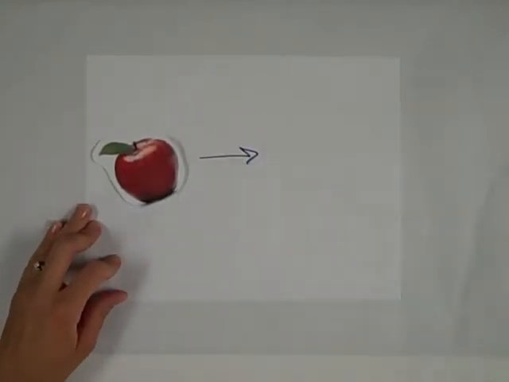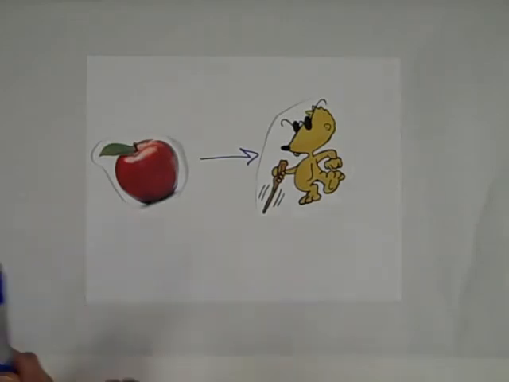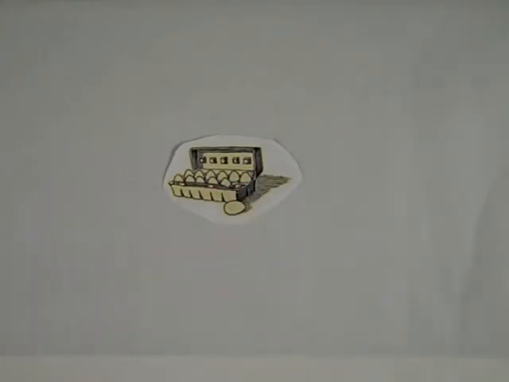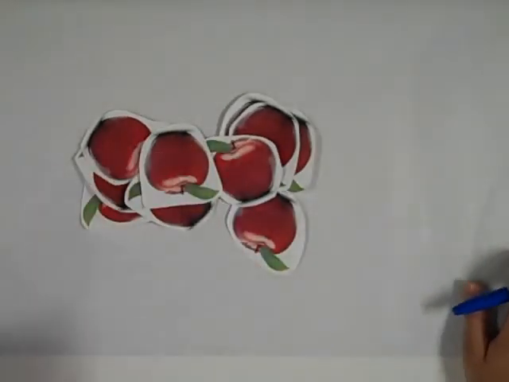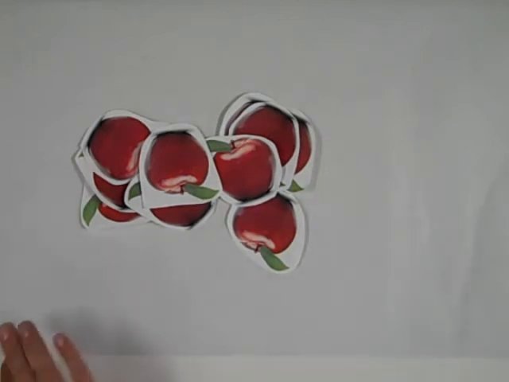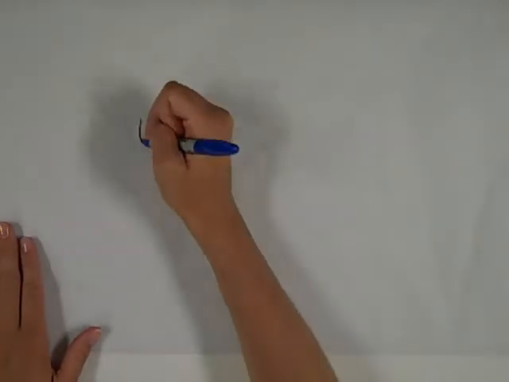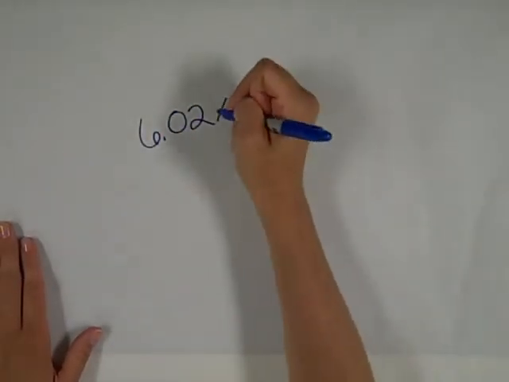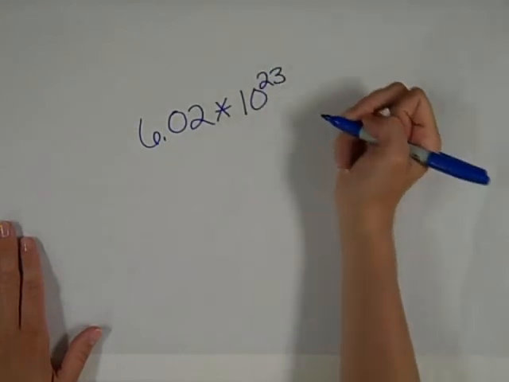Alright, I think we're ready to make the connection between apples and the mole. Let's start with the same way as apples, counting. Remember, if you had a dozen eggs, you had 12 eggs. If you had a dozen apples, you had that stack of 12 apples. As you already know, if you have a dozen of anything, you've got 12. The mole is like a dozen, but instead of being equal to 12, it's equal to a much bigger number: 6.02 times 10 to the 23rd power.